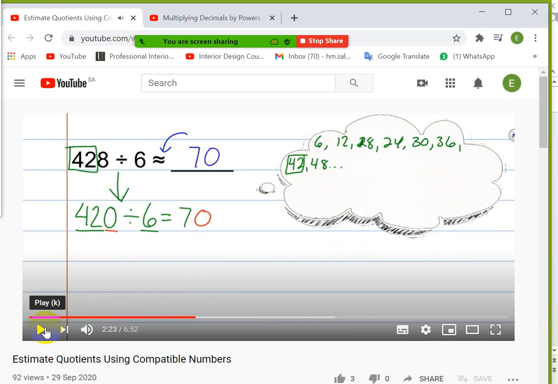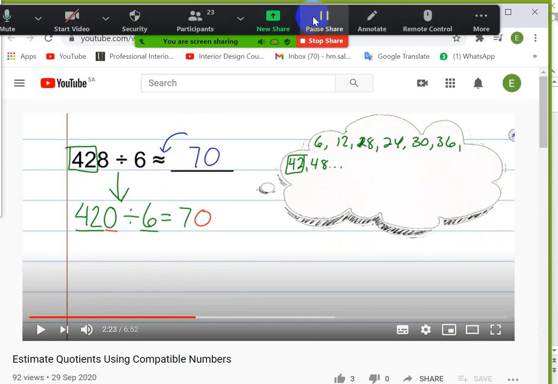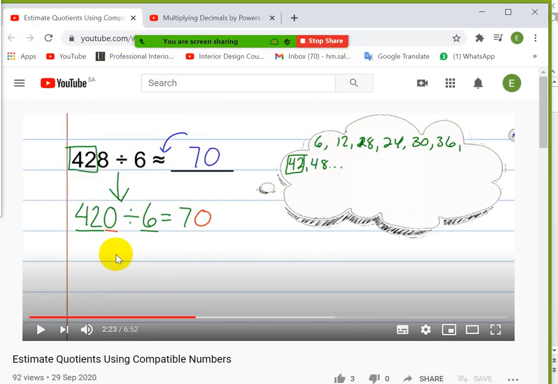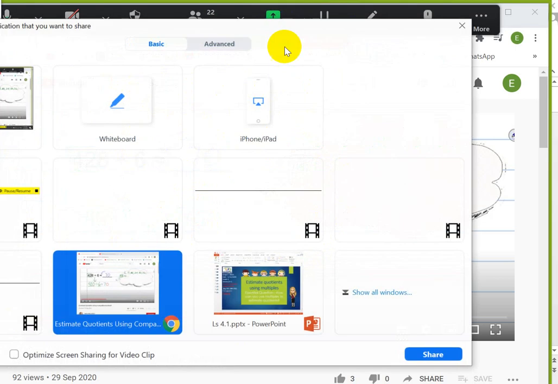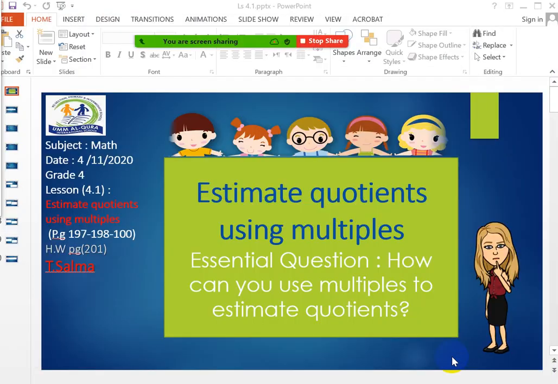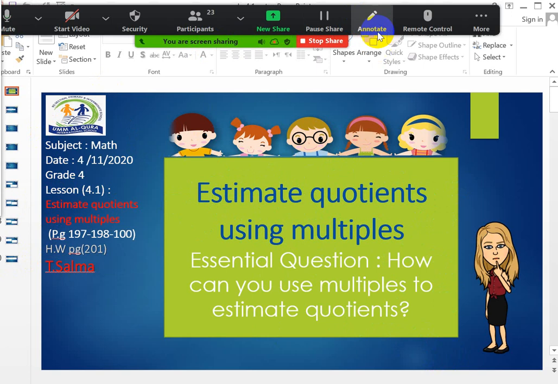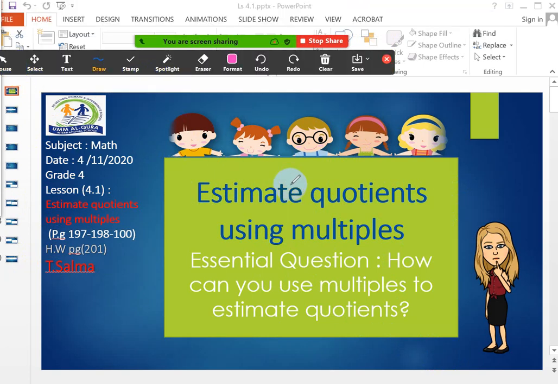Okay, girls. So our lesson today is how to divide or how to estimate the quotient. Let's return to the book. This is an introduction for you to know what the lesson is about. Okay, so let's return to our book. Our lesson today is how to estimate quotients using multiples. What does quotient mean? Quotient is the answer for division.